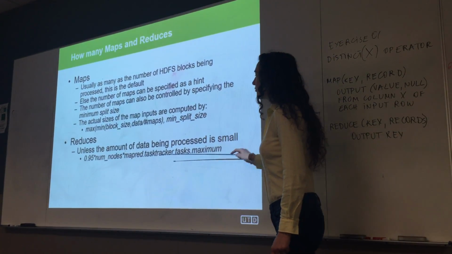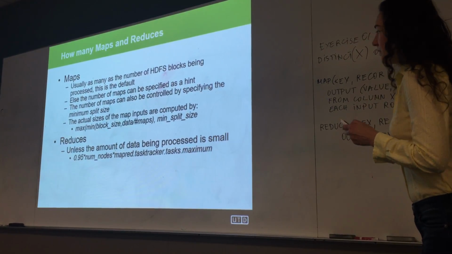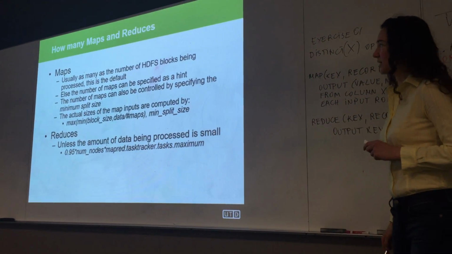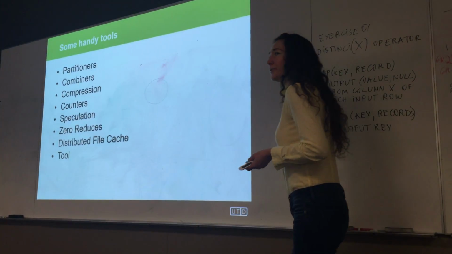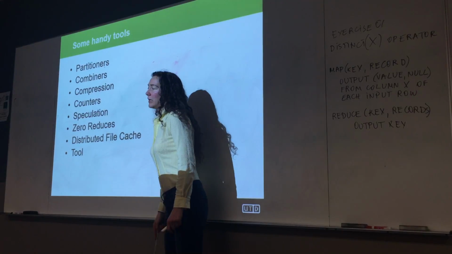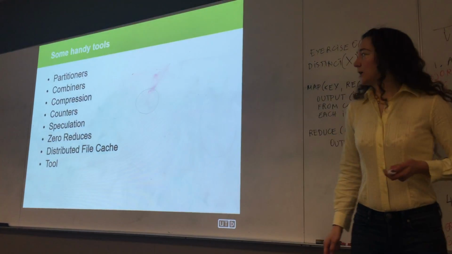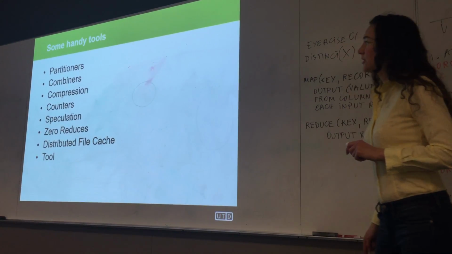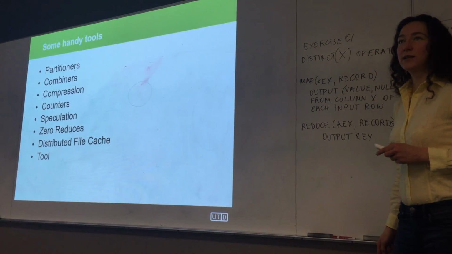The reducers are 0.95 times the mapper tasks, or the maximum mapper tasks that we could get. The reducers are fewer than the mappers. So I mentioned we can have this combiner helper tool, which we can use before the intermediate output is given to the reducers. There are other tools: counters, partitioners, and we can also do compression. These are several tools that can be used.